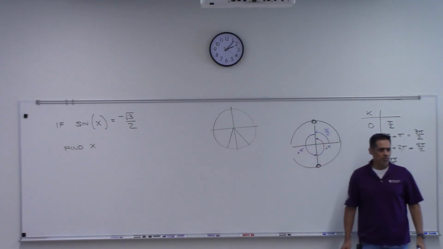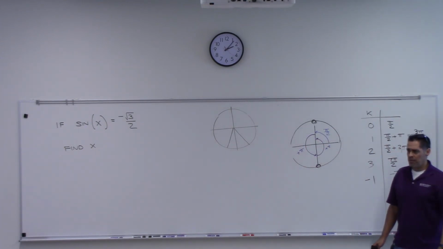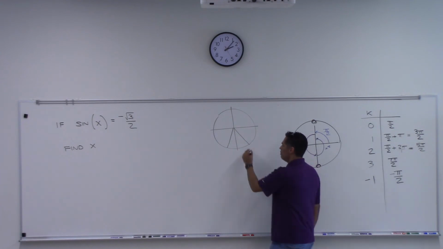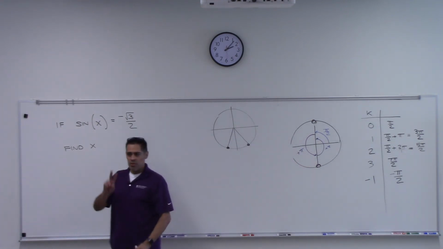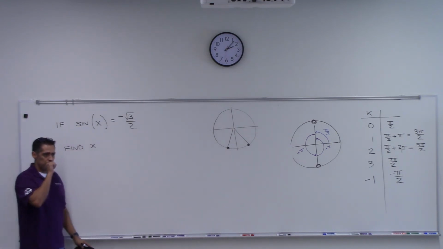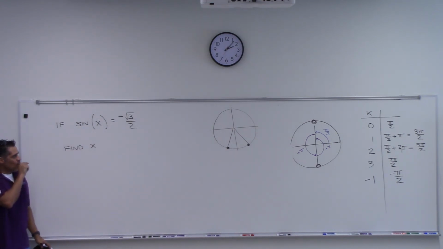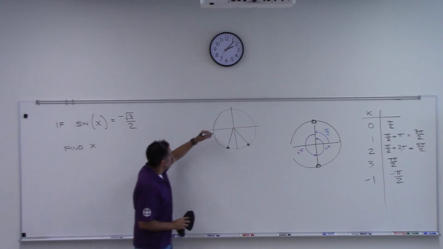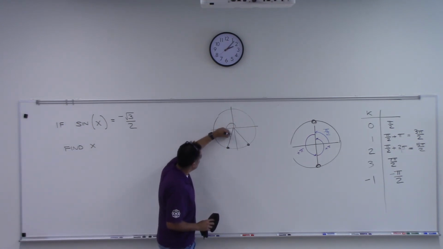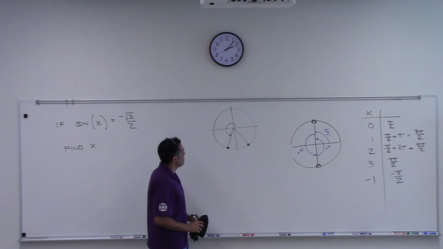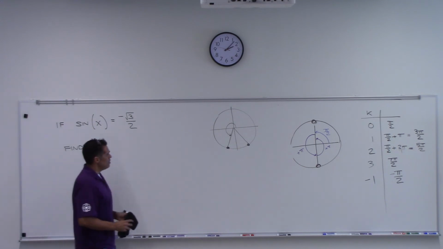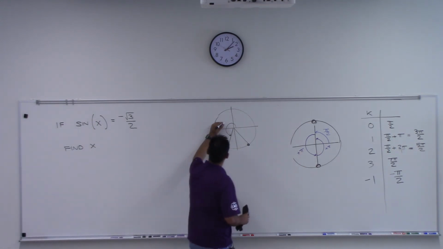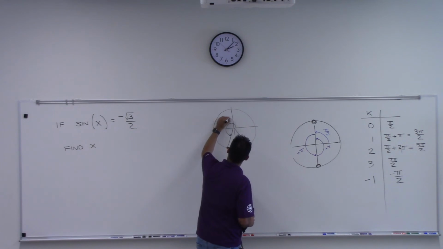Right there, right? Those two? Those are the only two places where the y coordinate's negative root 3 over 2. Right there and right there. There's two places on the unit circle. What are those in terms of our common angles? What's this angle right here? 4 pi over 3. Is it 4 pi over 3? Okay, so that's 4 pi over 3. I'll put it right here.